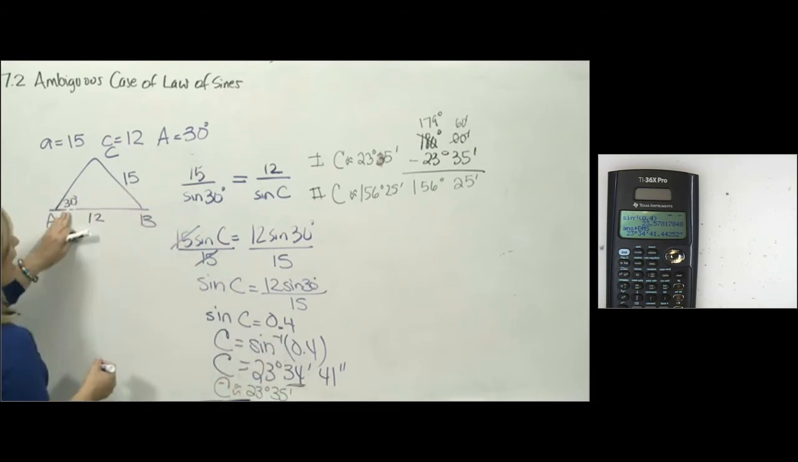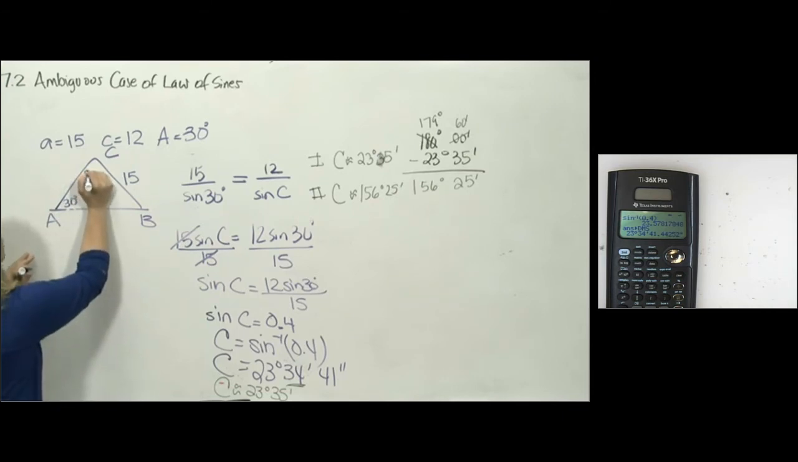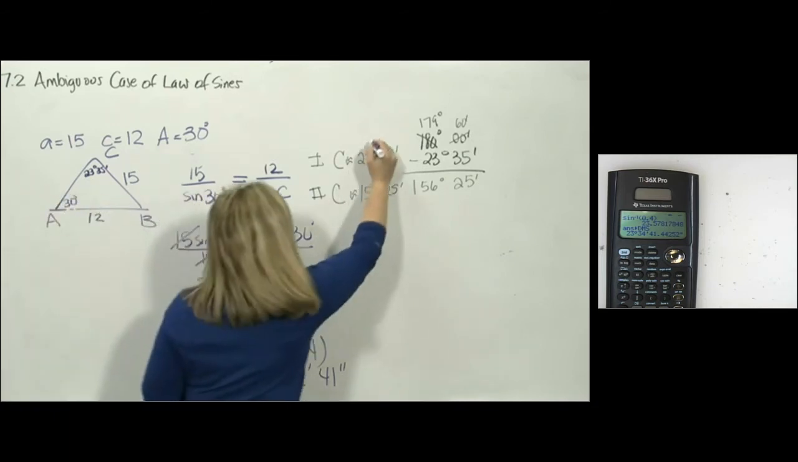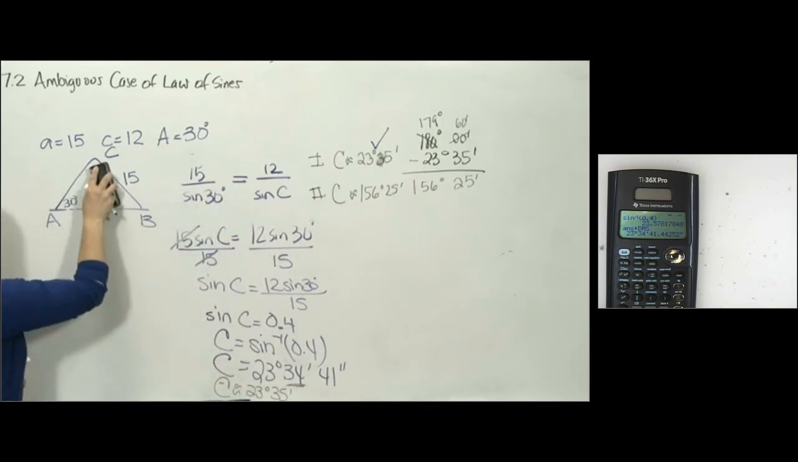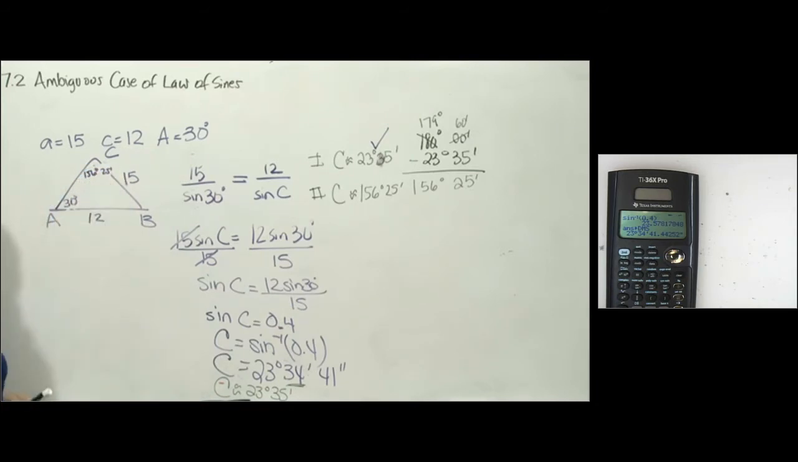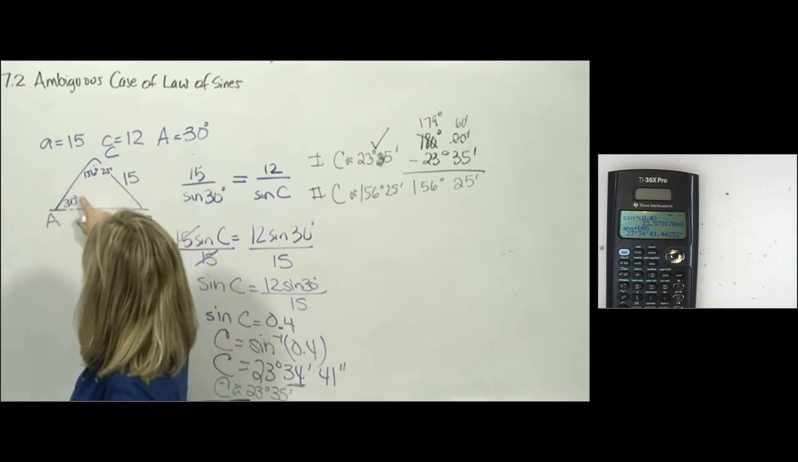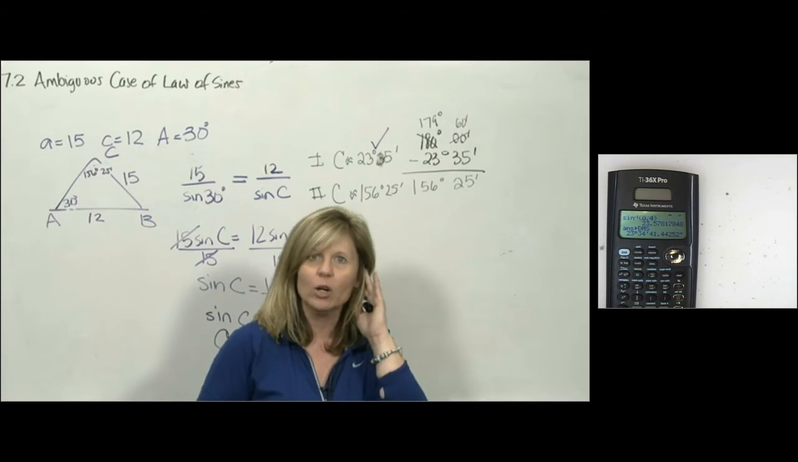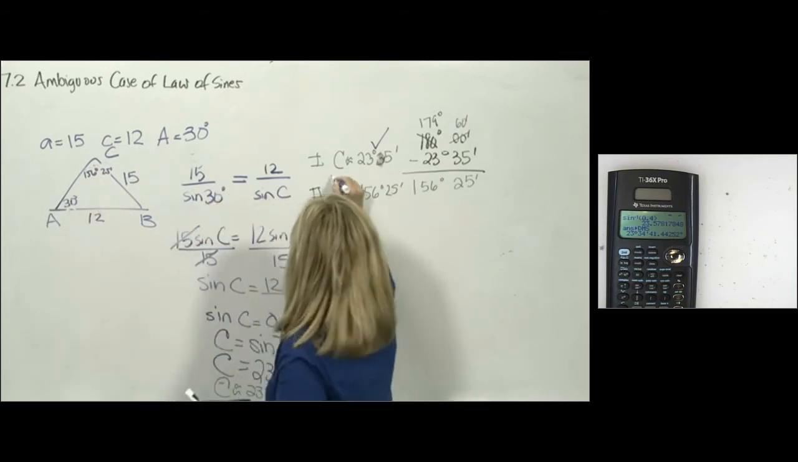Let's think about this. If angle A is 30 degrees, could angle C be 23 degrees, 35 minutes? Well, if I add these two up, 30 and 23 is 53 degrees. Sure, I can have another angle. That can make a triangle. So this can work. If angle C was 156 degrees and 25 minutes, could that work? Can you have in a triangle an angle that's 30 degrees and an angle that's 156 degrees? No way. Because if you add these up, that's 186 degrees. And how many degrees can you only have in a triangle? 180. So that's way too much, which means that can't work.